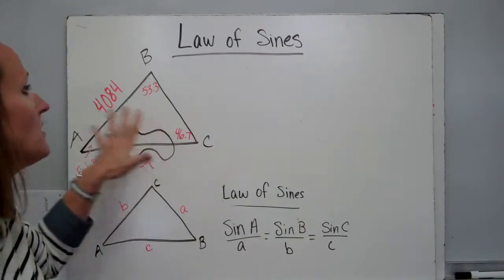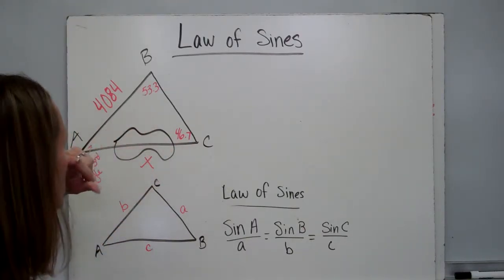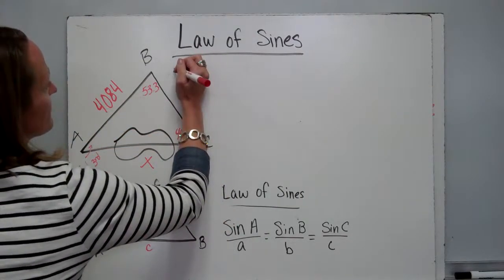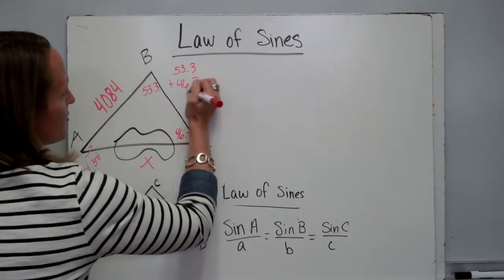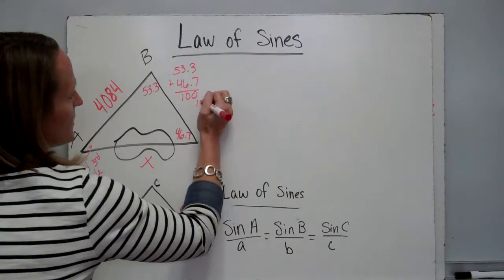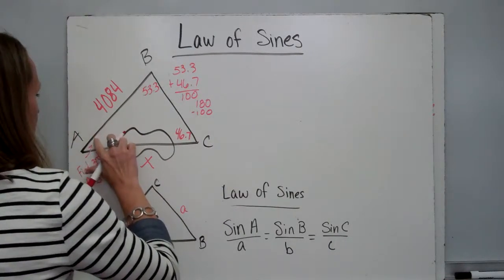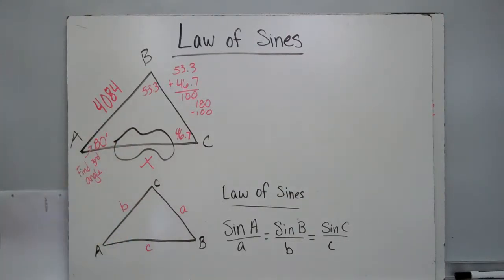So let's start. The best thing to do to start with is to find your third angle, if you can. Well, of course, we can this time. Add up these two. So 53.3 plus 46.7, we get 100. 180 minus 100 leaves you with 80 degrees.